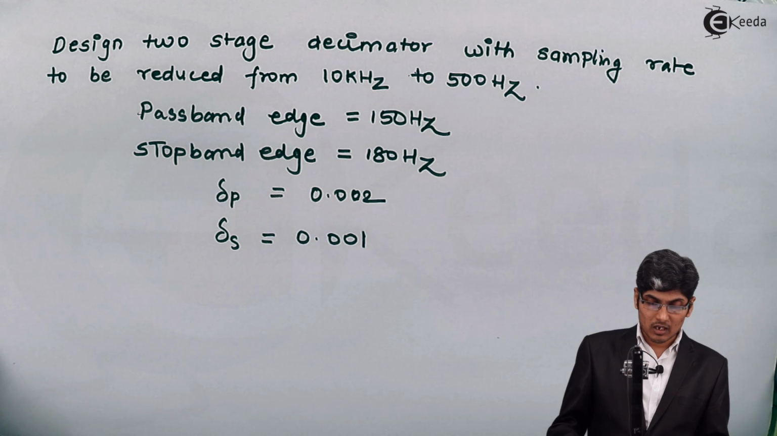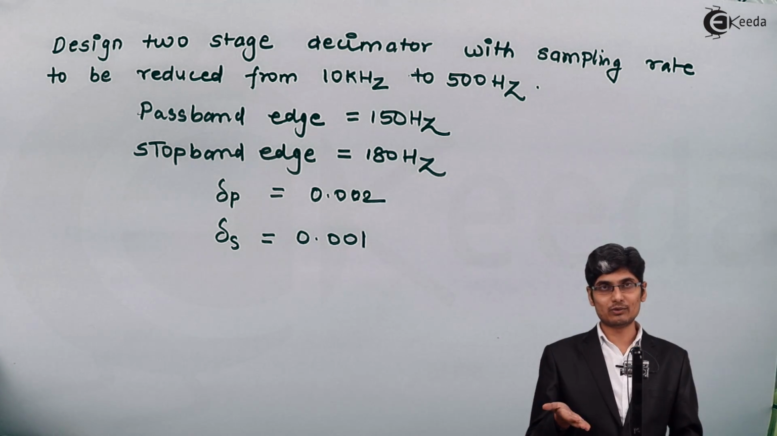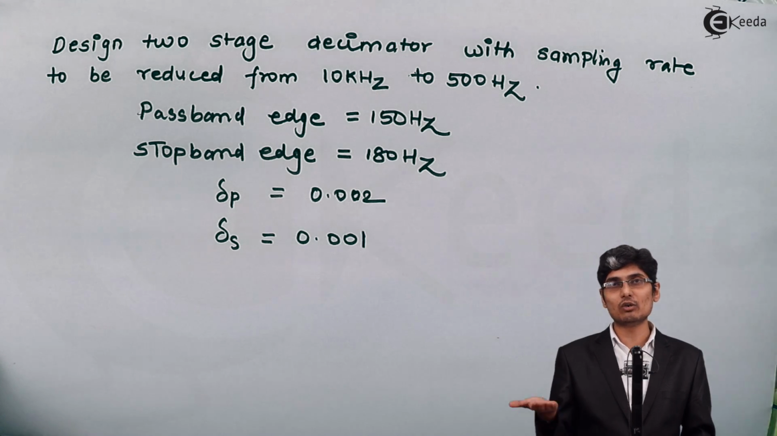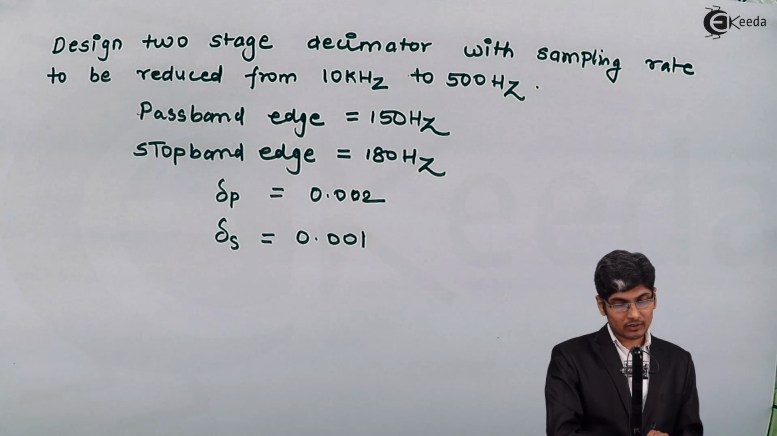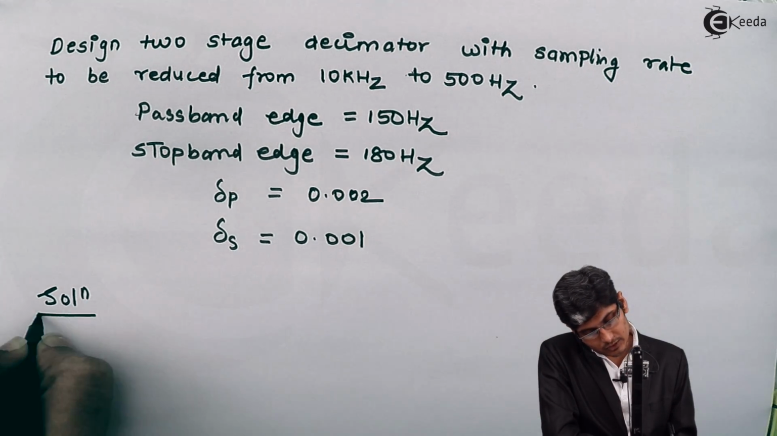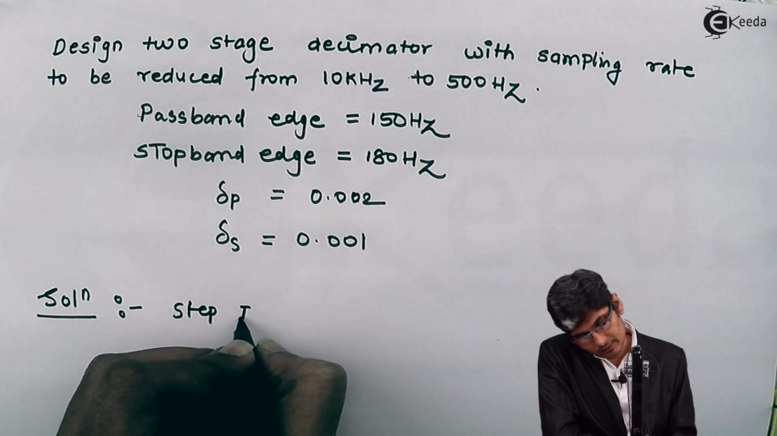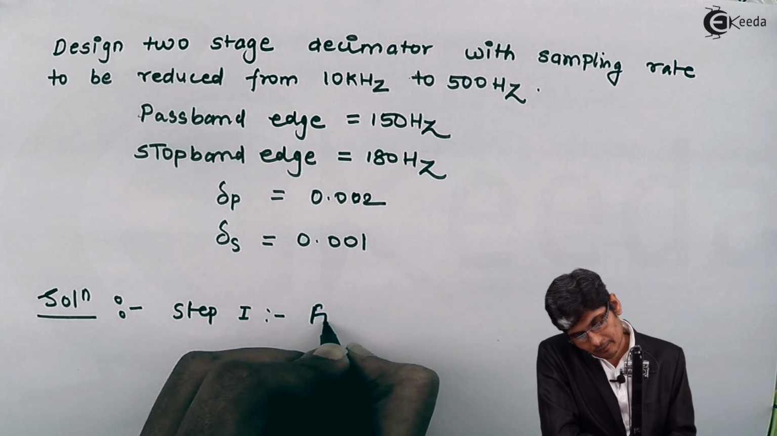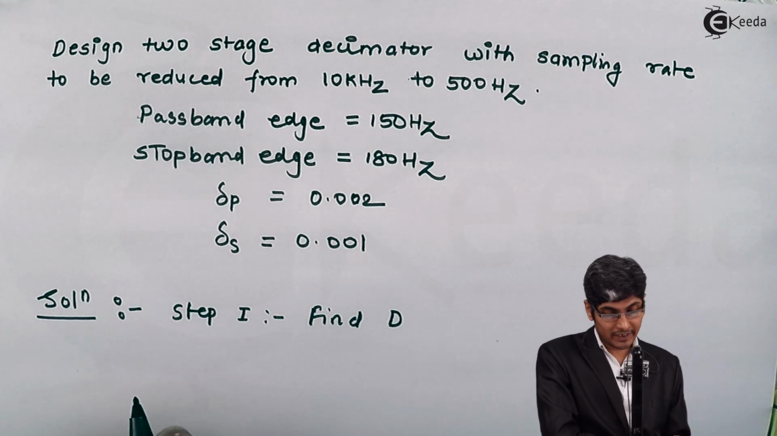Let us say first I need to understand what decimation rate I should use, because I don't know the value of D to reduce the sampling rate. So let us first find the decimation rate. Solution. Step 1: find D, that is, the decimation rate.